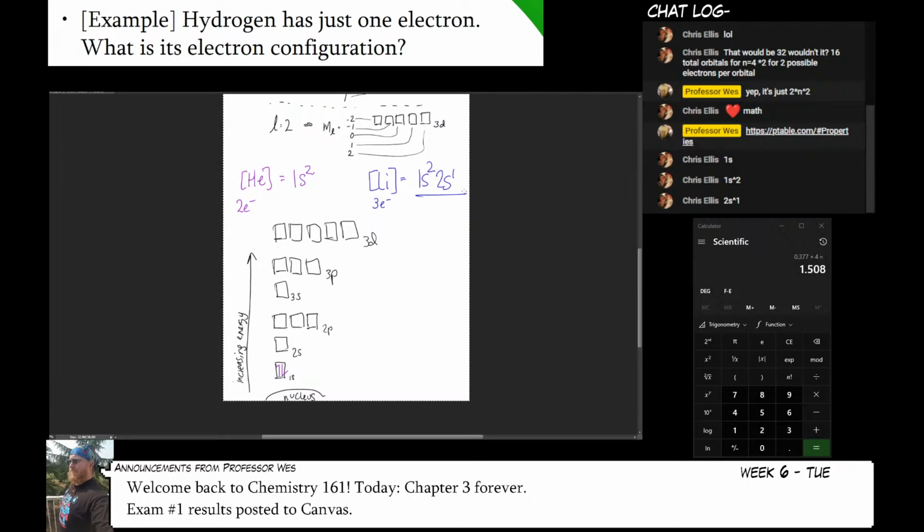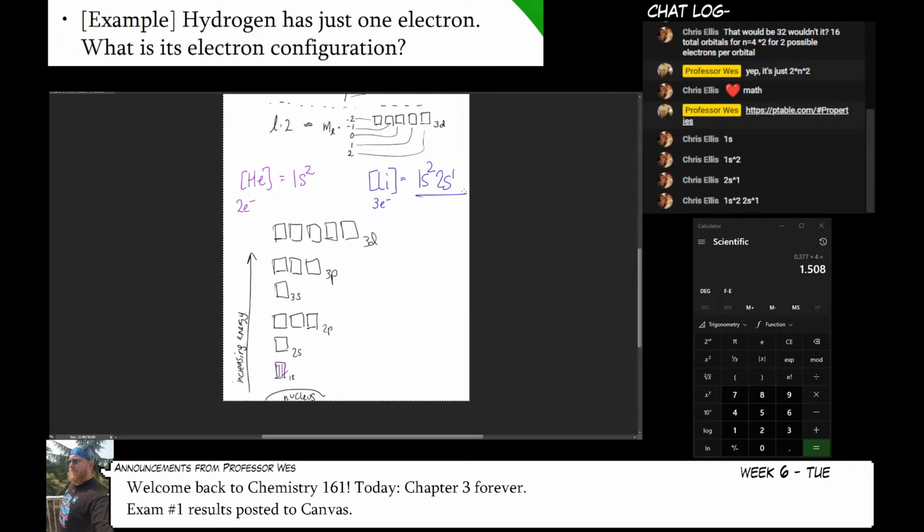So when we're writing out electron configurations, we're going to have this sentence that just gets longer and longer and longer. And then when I write the electron configuration for uranium, you're going to be like, oh, forget it. Professor West, you're a jerk. I'm not writing the electron configuration for uranium. Guess what? You're going to write the electron configuration for uranium.